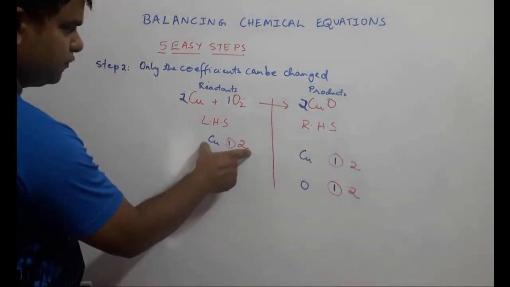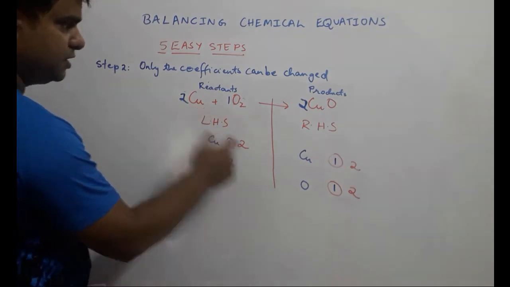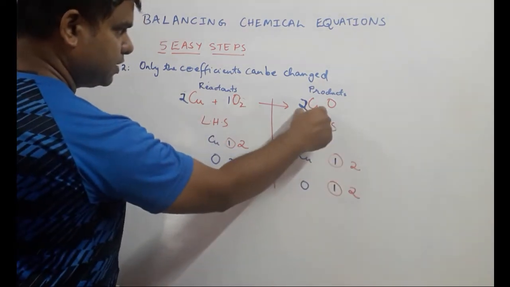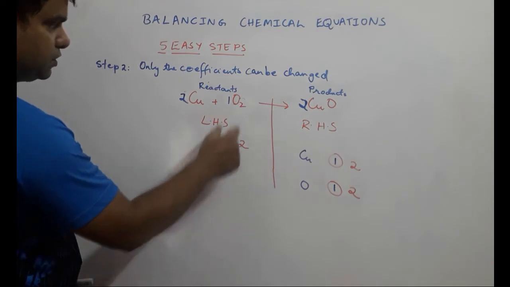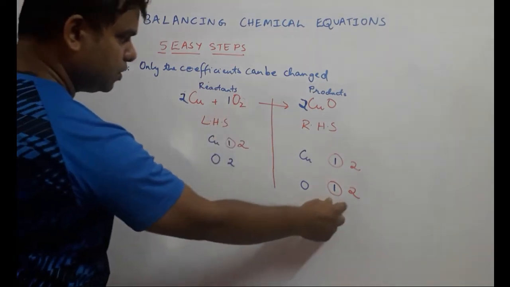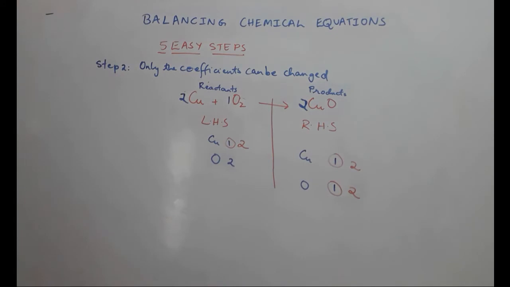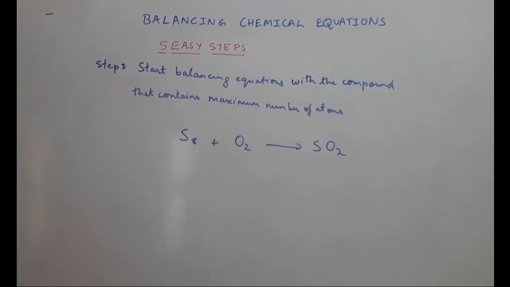So you have 2 of copper on the left hand side, 2 on the right hand side, and you have 2 of oxygen on the left hand side and 2 on the right hand side, that is on the product side. Step 3. Start balancing equations with the compound that contains maximum number of atoms.